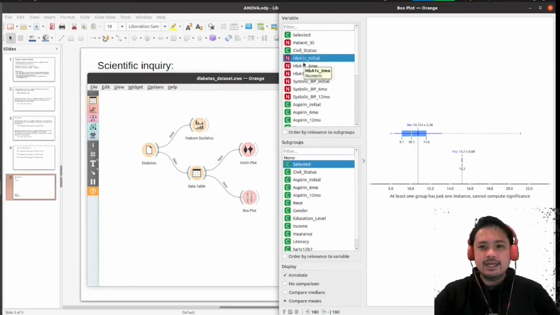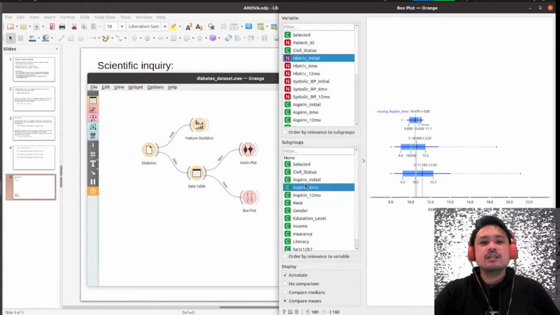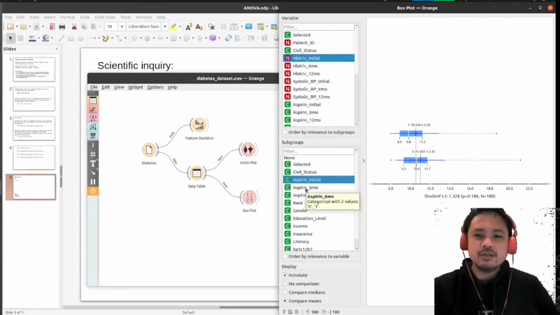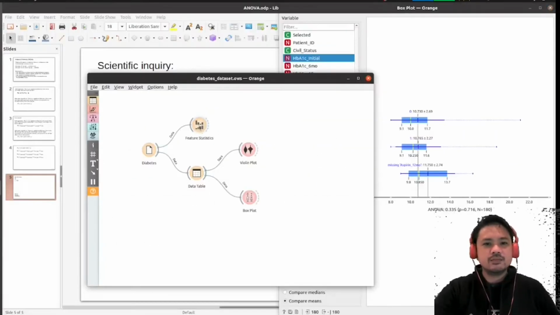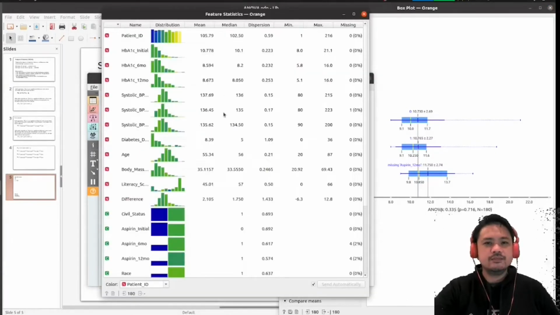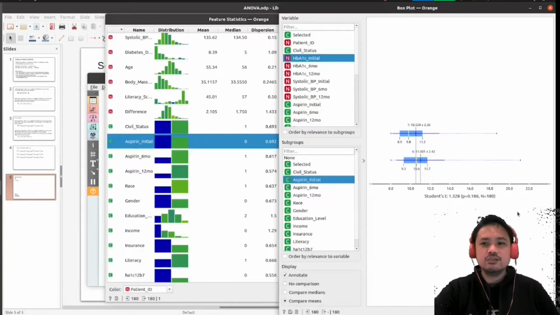Then we will look for 3 or more groups. By the way, here in the variable aspirin, if you're going to think about it, were they given the aspirin? However, in our dataset, there are missing values. If we are going to check the feature statistics, the initial aspirin status will only use the student t-test because there is only 2 groups. 0 label means they are the group that did not have the aspirin, while 1 had the aspirin.